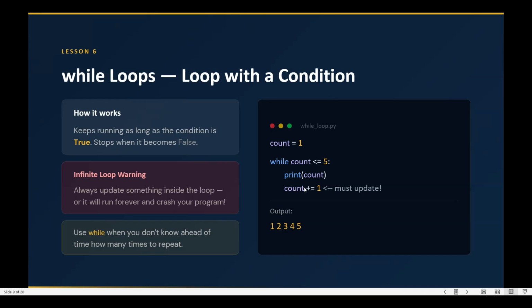But now the statement is false because 6 is not less than or equal to 5. So the loop is exited, and the output is printed. It has printed 1, 2, 3, 4, and 5. So I think you have understood what a while loop is.